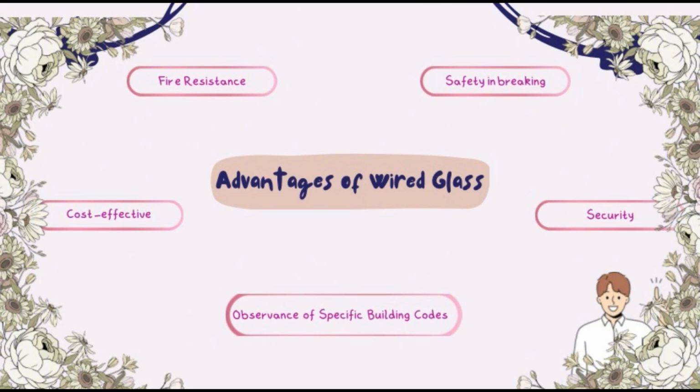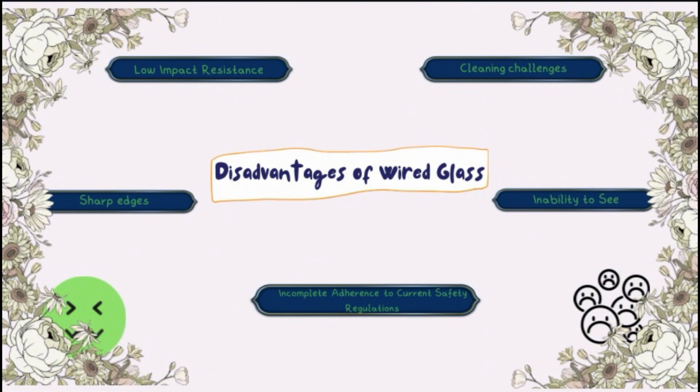Then security. The wire reinforcing makes it more difficult to break than ordinary glass. Deters efforts at forced admission, which benefits organization and educational institution. So the last of advantage of wire glass is safety in breaking, because the wire mesh helps to hold the glass fragments together if it breaks, preventing them from scattering and potentially causing injury.